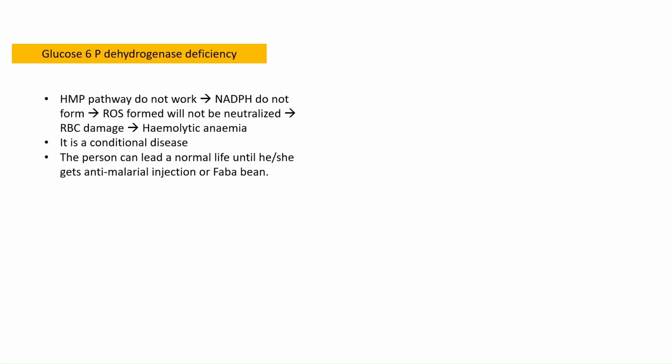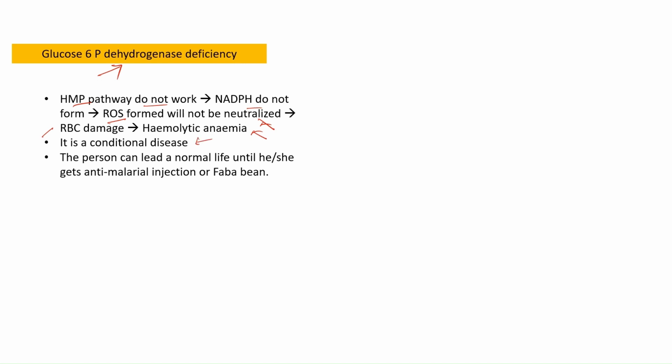Another disorder is glucose 6-phosphate dehydrogenase deficiency. If the gene for this enzyme gets mutated, then the HMP pathway does not work. If it does not work, NADPH will not form, and ROS, that is reactive oxygen species, which form in our body, will not get neutralized, which results in RBC damage and causes hemolytic anemia. This is a conditional disease.